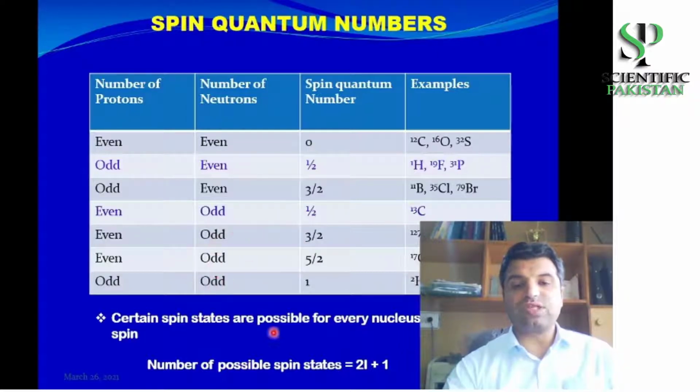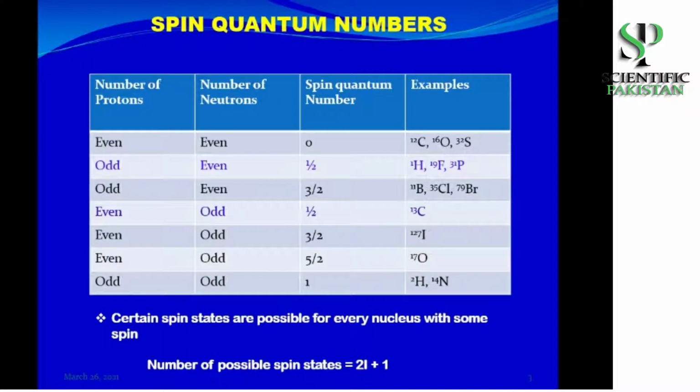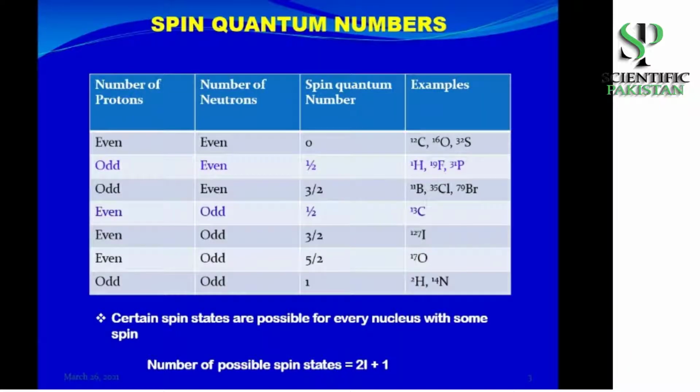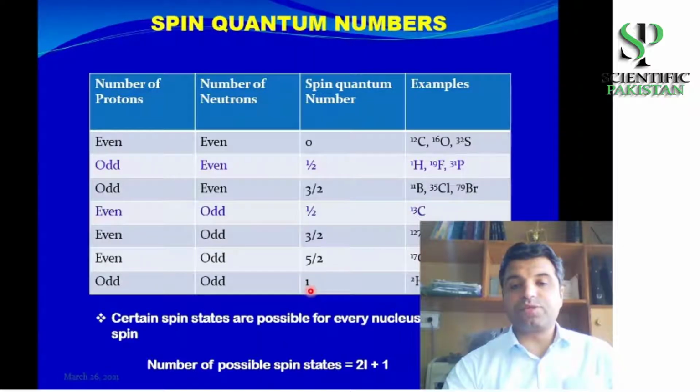Similarly, we have these different combinations for nuclei having different spin quantum numbers. For example, iodine has spin equal to 3/2, so iodine 127 is NMR active. Oxygen 17 has a spin quantum number equal to 5/2, so oxygen 17 is also NMR active. And here we have deuterium along with nitrogen. Deuterium, having spin quantum number equal to 1, is also NMR active.